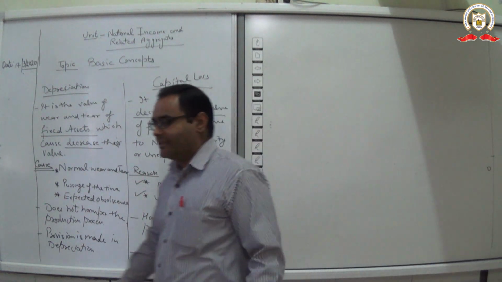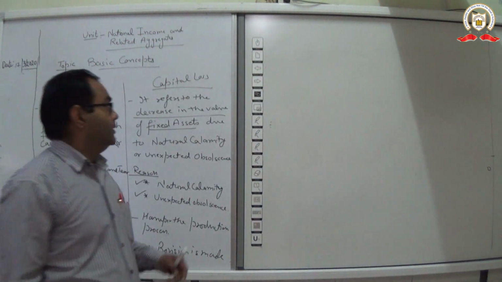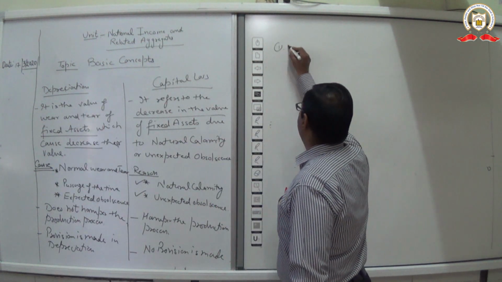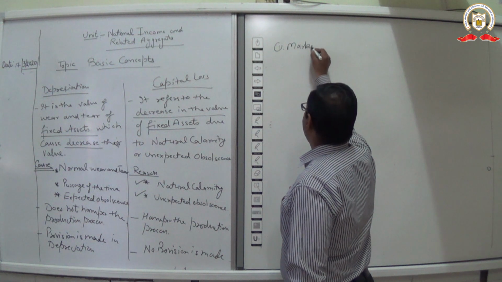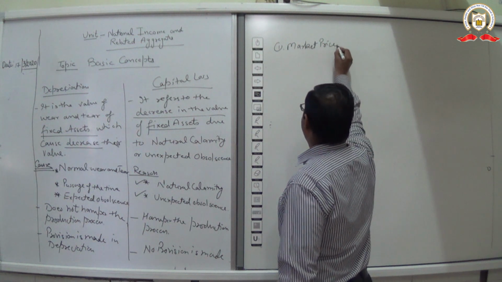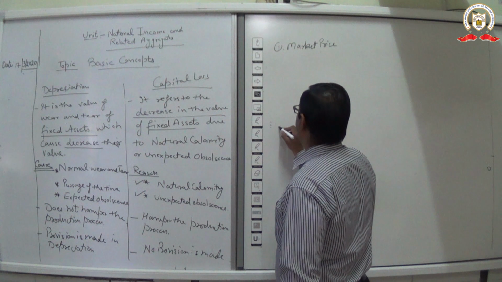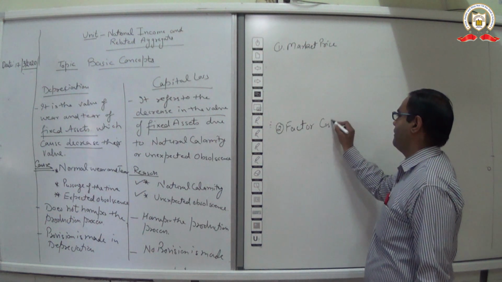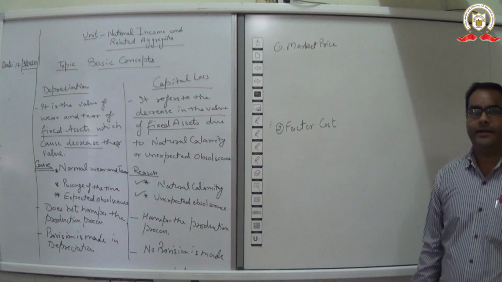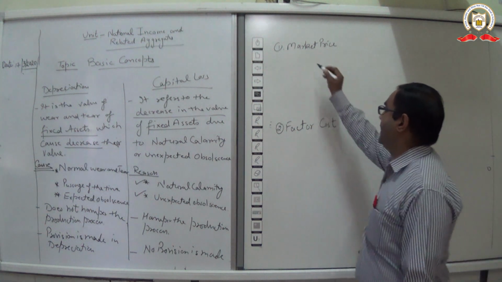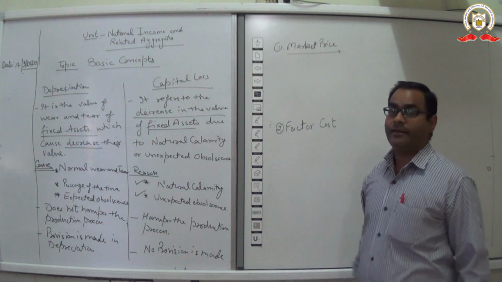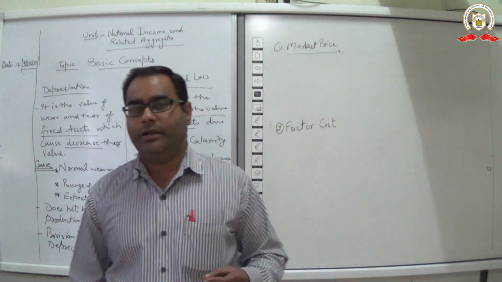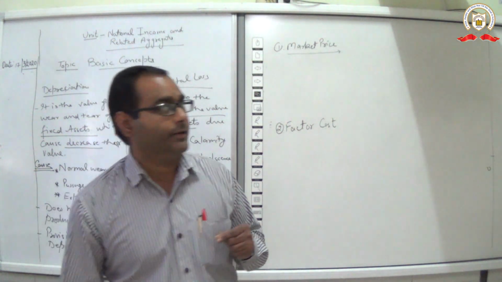Now, the next concept relating to the aggregate is market price and factor cost. Market price, as the name clearly says itself, refers to the price at which the commodity is available in the market.